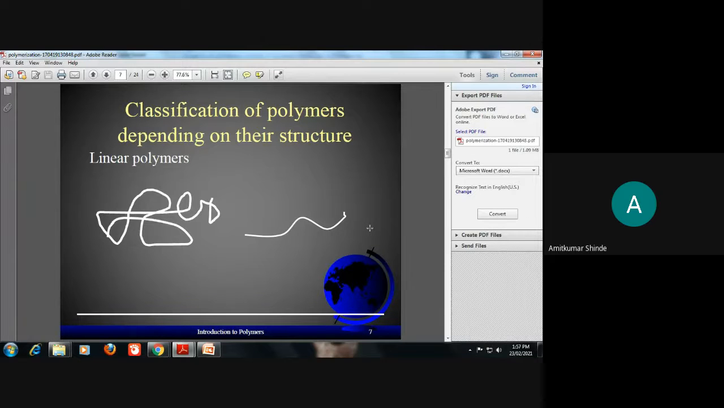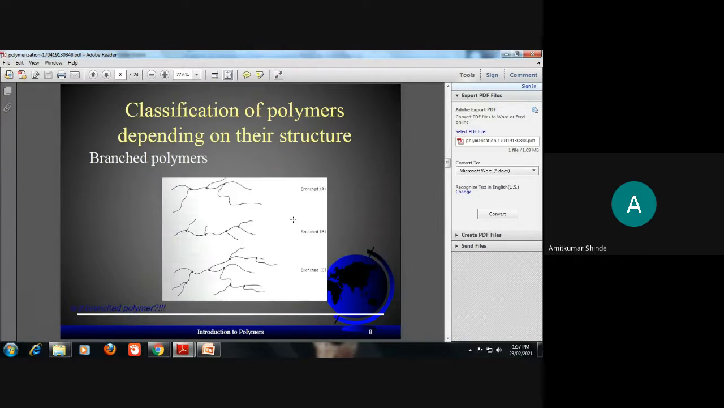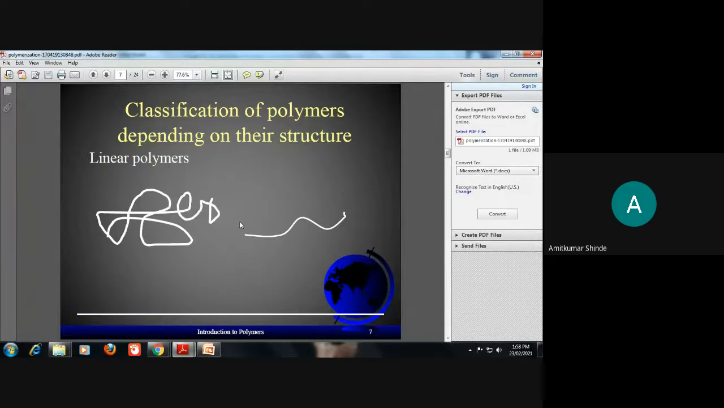Linear polymers. Okay, linear polymers will be like this. These are the linear polymers. Whichever polymer is shown here, this is the linear polymer. One monomer is linked to another monomer in one linear form. Linear polymer will be like a single thread, you can consider it like a single thread. It will have a longer length.